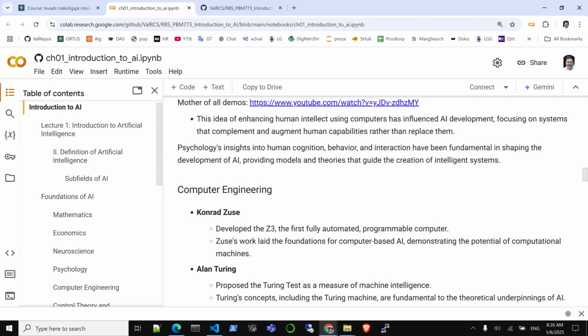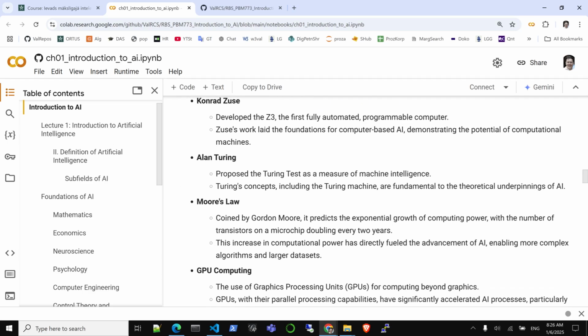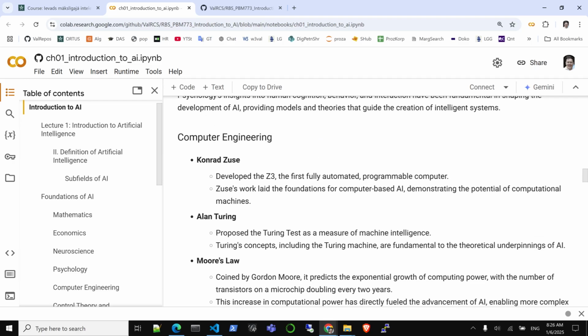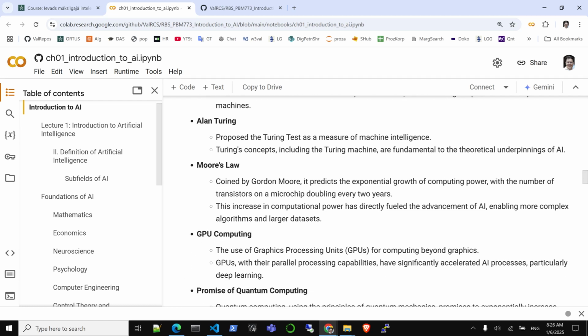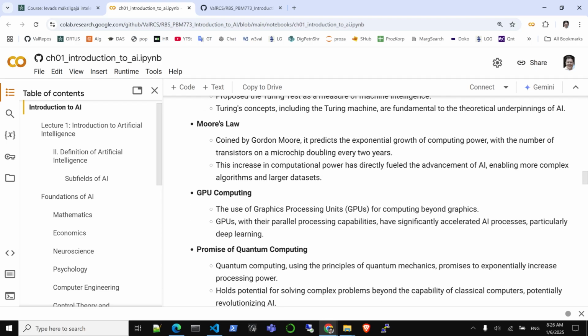Then, of course, we get to computer engineering, which is hardware-related things, like how we make computers, because we will most likely need some computers. There's some background in that. Also, of course, we'll need a lot of computing power for the things we do. There's also the promise of quantum computing.